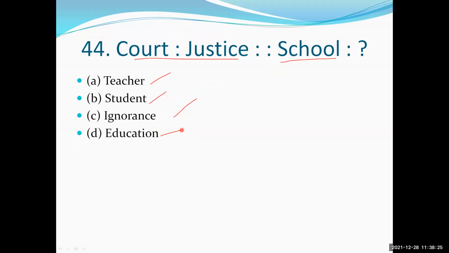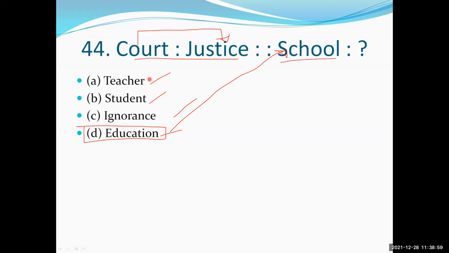Suraj also answered. Reshma answered. Ankita answered. Pragati also answered. Okay, Pranali also answered, and that's simple. That's education. If you go into the court, what will you get? You'll get justice. For justice, we go into the court. For education, where will we go? We'll go to school. So option D is the answer for this question.